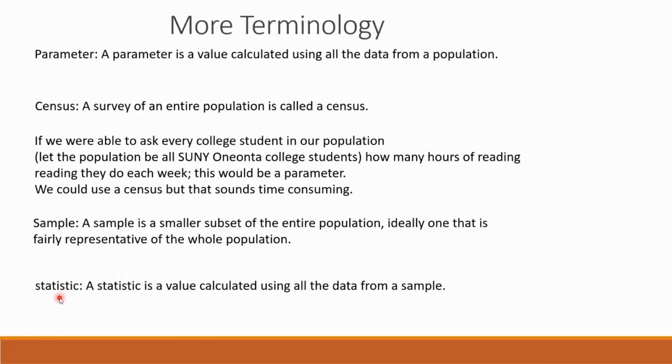We also have this notion of a statistic. This is just a value that's calculated using all the sample data. So parameter is for the population, statistic is for the sample. So that's what's happening here.